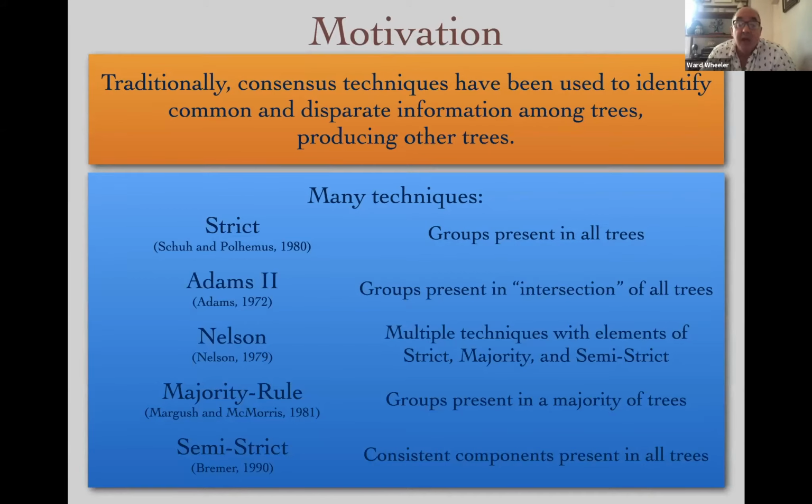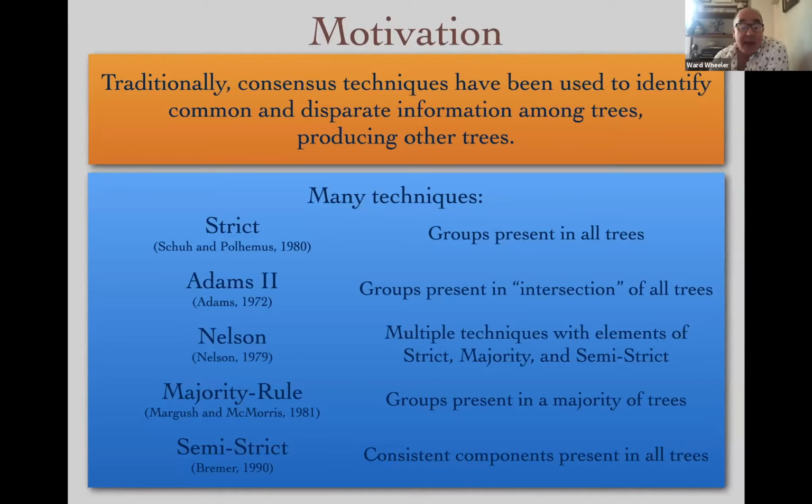And there are lots of these techniques. So you have the strict consensus of Schuh and Polhemus, which presented common groups in all trees, which was great in the sense that you knew everything was there, but could rapidly fall apart to a bush if there was slight disagreement, even in only one of the inputs.